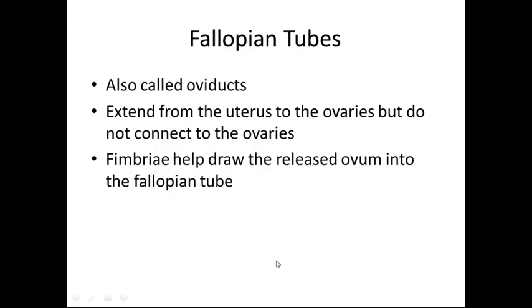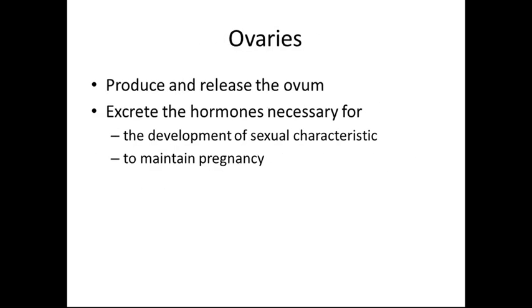The fallopian tubes are also called oviducts and extend from the uterus to the ovaries, but do not connect to the ovaries. Fimbriae help draw the released ovum into the fallopian tube. The ovaries produce and release the ovum. They excrete the hormones progesterone and estrogen, which are necessary for the development of sexual characteristics in women and to maintain pregnancy.